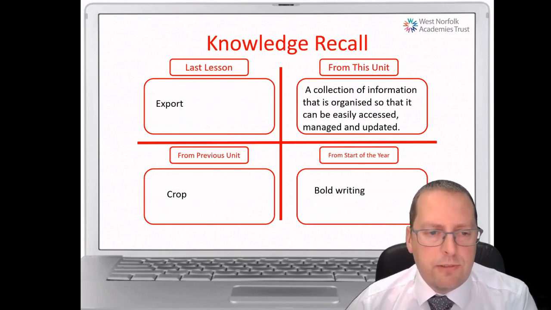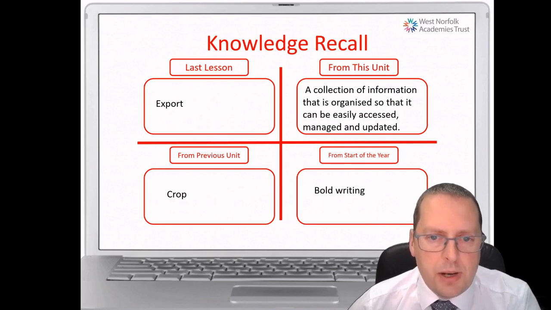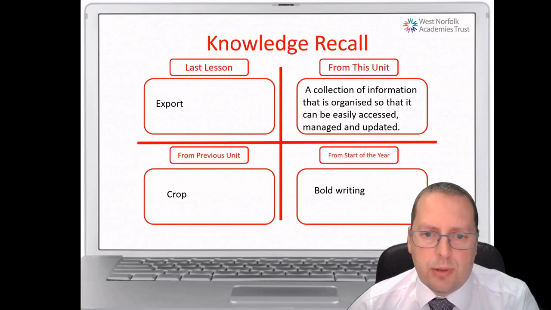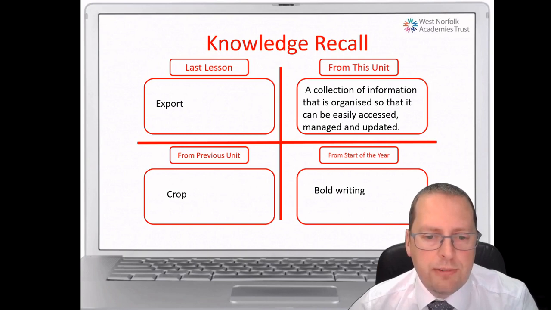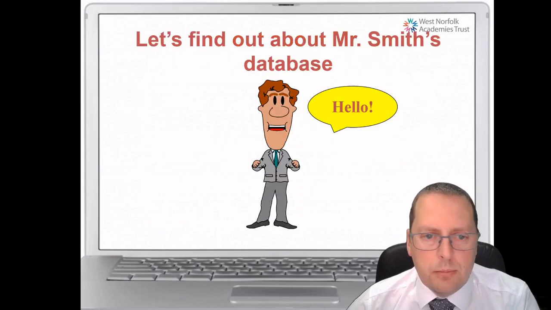So hopefully you've got the answers. Export. For a database, it's a collection of information that is organized so it can be easily accessed, managed and updated. We'll look more at this in today's lesson. If you're removing part of a photograph, then you are cropping it. And at the start in HTML we looked at the B, which stands for bold, so that'll turn your text or your writing bold.